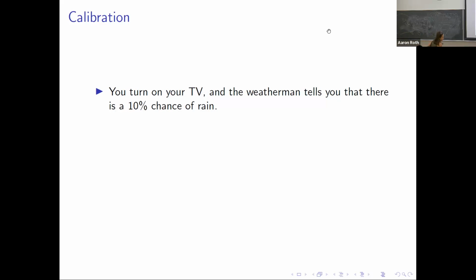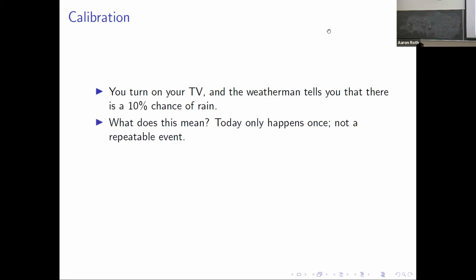Let's tell a story about this problem of calibration. You wake up, and you check the weather forecast. Maybe you turn on the TV, and there's this guy, and he tells you there's a 10% chance of rain tomorrow. So what does this mean? And does this guy know what he's talking about? If you want to think deep philosophical thoughts, you can spend a long time thinking about what this means.